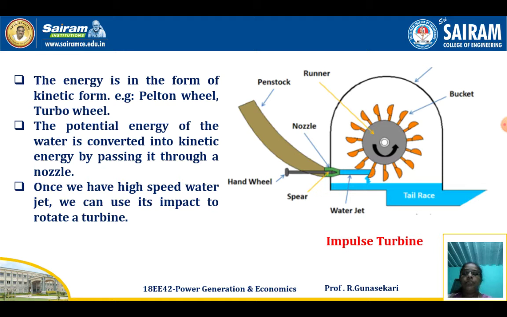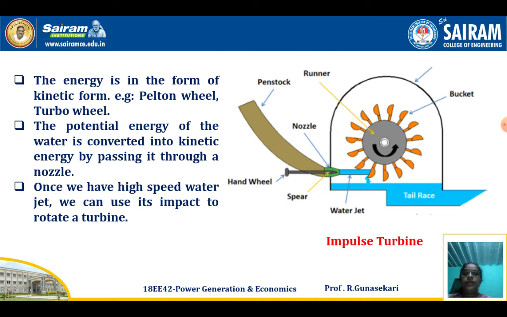In the impulse turbine, the energy is in the form of kinetic energy only. Examples are Pelton wheel turbine, turgo wheel turbine. The potential energy of the water is converted into kinetic energy by passing it through a nozzle only. You see, water comes from the reservoir to that nozzle through the penstock only. The arrow mark is there. You see the diagram.